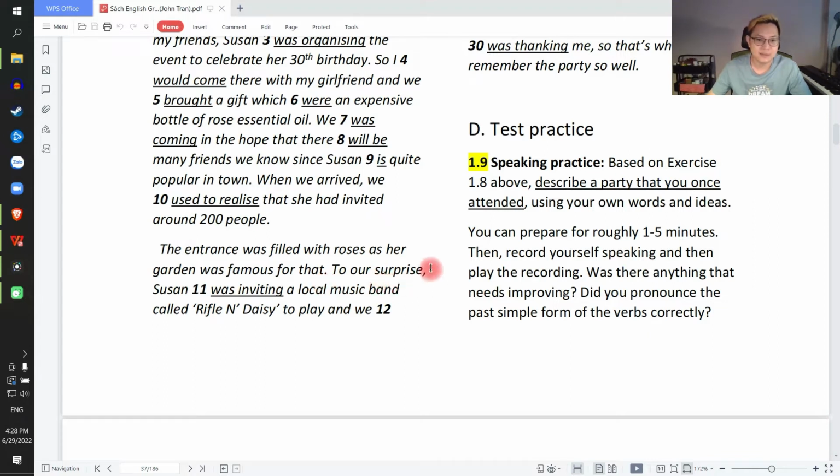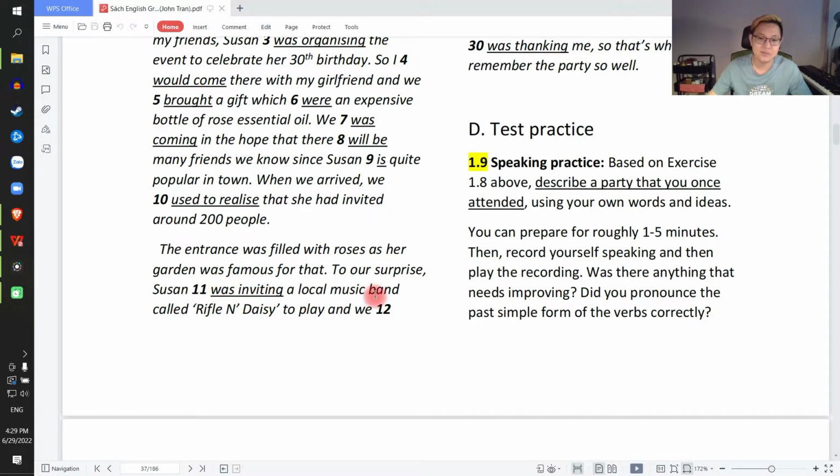To our surprise, Susan, number 11, invited a local music band called Rifle and Daisy to play. So number 11 is invited. It's just simple past because you invite. It's not a continuous action. It cannot be continuous. Cái chữ mời không phải là đang mời được. Nó chỉ có thể là một cái hành động đơn lẻ thôi. Cho nên chỉ có thể là invited. So it can only be invited, yeah.